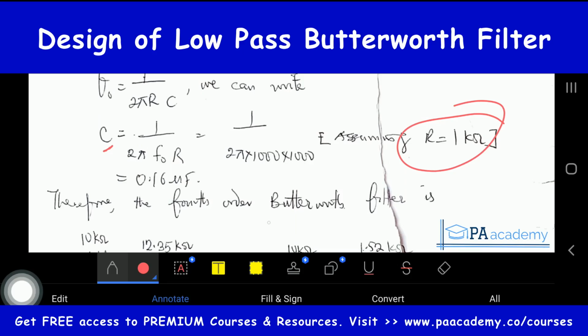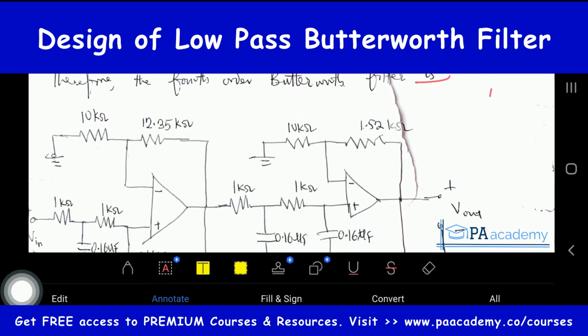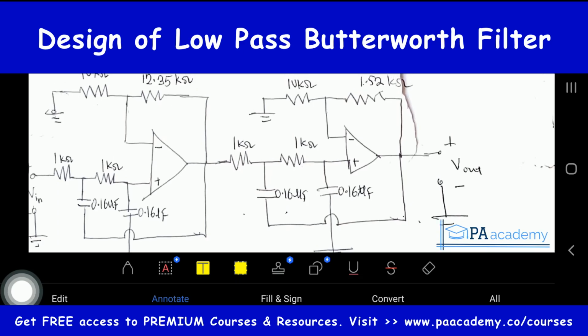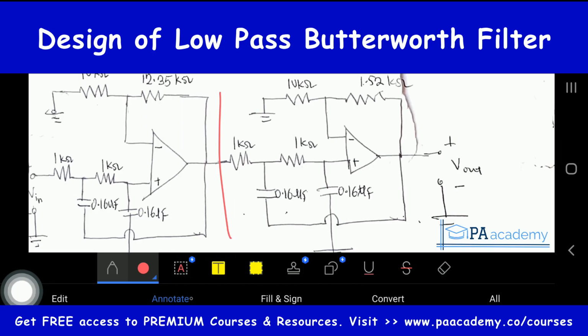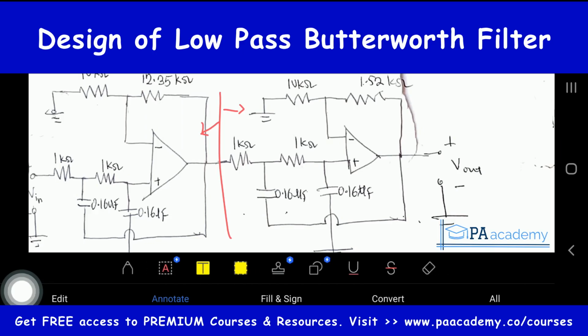So therefore the fourth order Butterworth filter is, this is what it will look like. You can see it is cascaded. This is for the first stage right here, while this right here is for the second stage. Alright, so that's the solution to the example. Let me just add this before we round off everything with Butterworth.